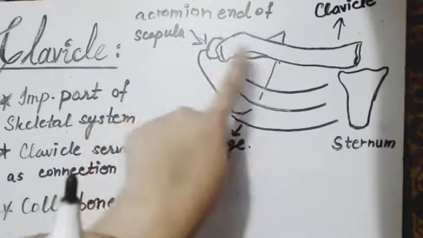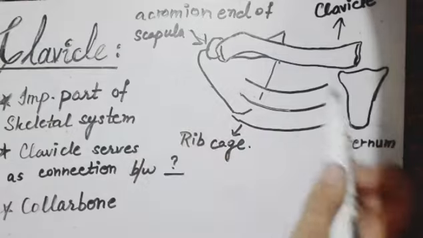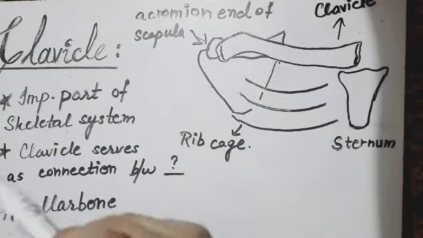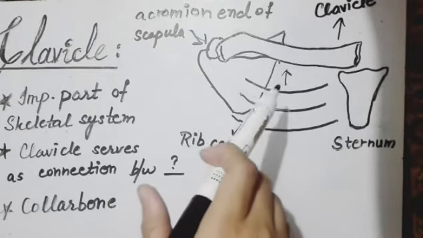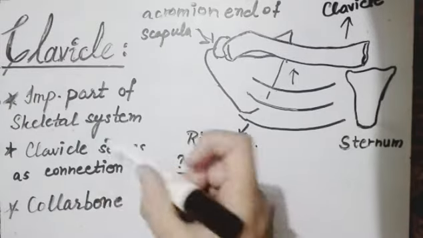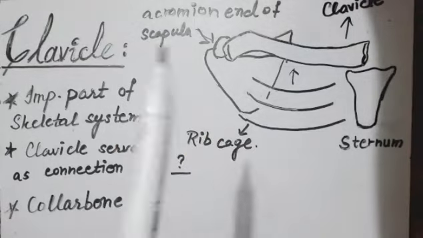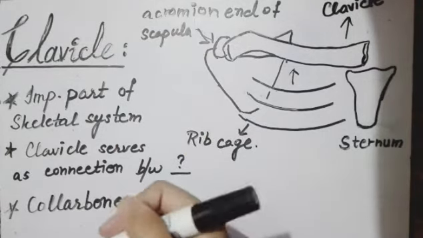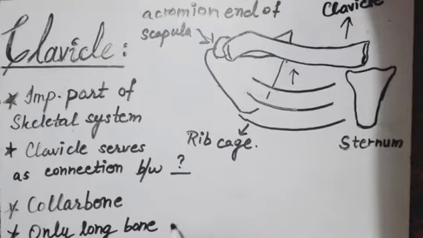Basically, the clavicle is connected to the scapula through this to support the body overall, and it rests on the manubrium of the sternum. The manubrium is the upper part of the sternum. It is an important part of the skeletal system, and it also rests above the first rib, above the rib cage. And what does the clavicle serve as a connection between? Can you guess? Any guesses?